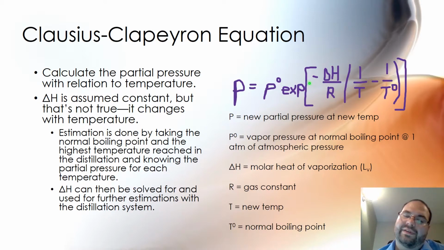The key difference here is that the vapor pressure at the normal boiling point is multiplied by the exponential, and this here, for those who have not seen it before, means the number e raised to the power negative delta H over R times the quantity 1 over T, the inverse of T, minus the inverse of T naught.